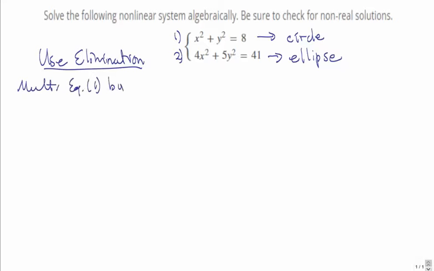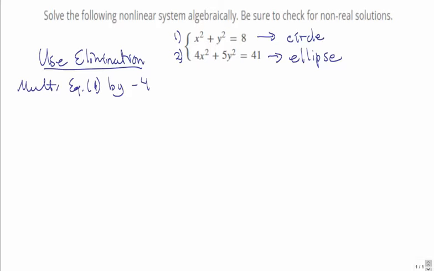by what? Well, what would you say? How about by negative 4? Why by negative 4? So that I have a negative 4x squared. That's the opposite of positive 4x squared. And when I add those together, then I will get no x squareds, and I'll just have an equation in y. It'll be a quadratic equation, but it'll still be just a single variable equation.